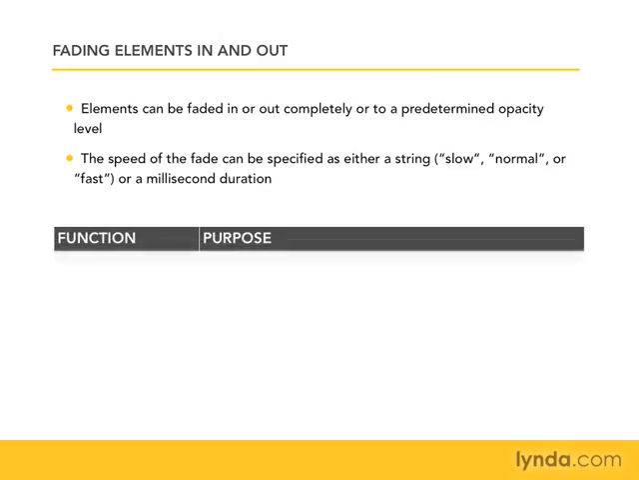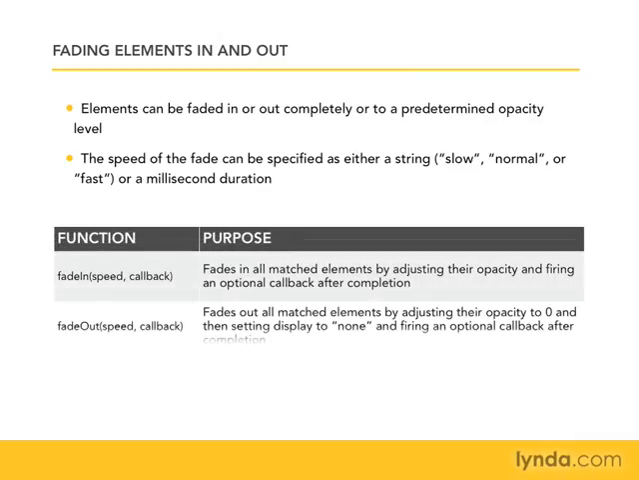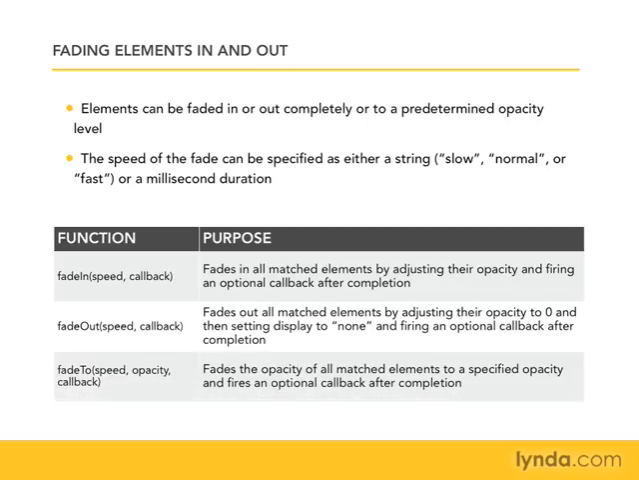And you can see here in the table there's 3 routines that perform fading. There's the fade in, there's the fade out, and fade to. Fade in does what its name implies. It fades in all the elements that are in the matched set that a selector came back with, which is what you're calling this function on. And you can specify the speed that you want this to happen at. And there's an optional callback that will run after the effect is finished.